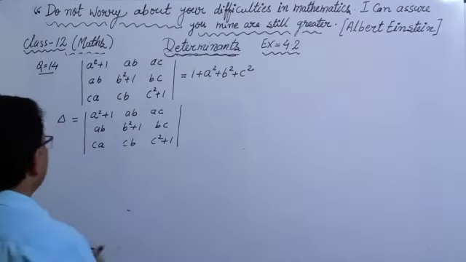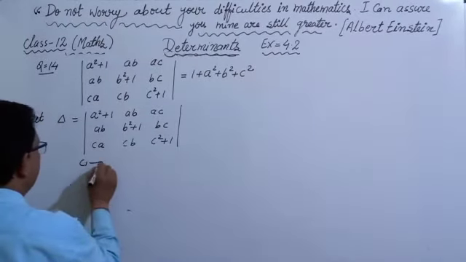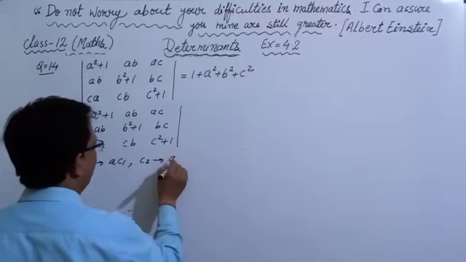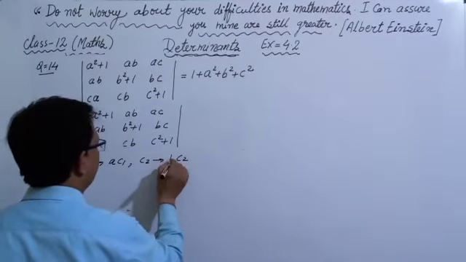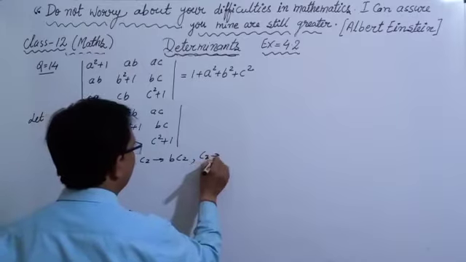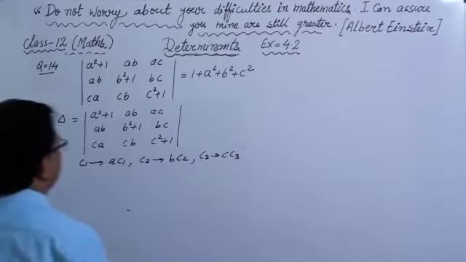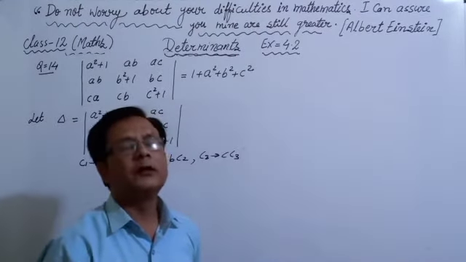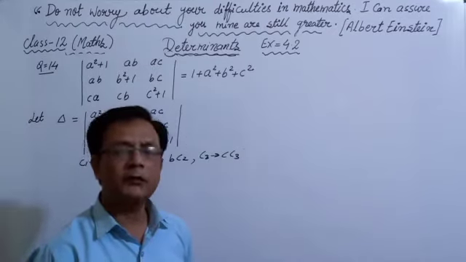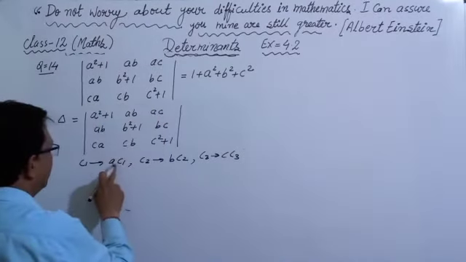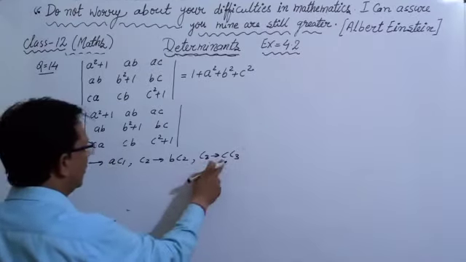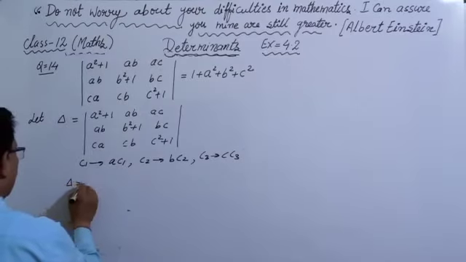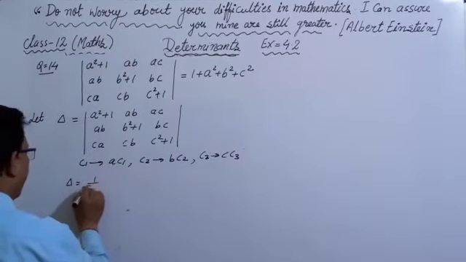Okay, so let's change C1 into aC1 and C2 into bC2 and C3 into cC3. If we multiply any column or row of any determinant, then we also divide by that element. So we multiply C1 by a, C2 by b, C3 by c, and we also divide the determinant. So here delta is equal to, we multiply abc, so here we divide by abc.